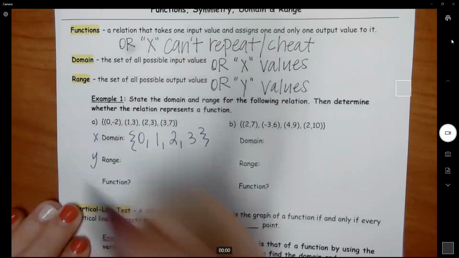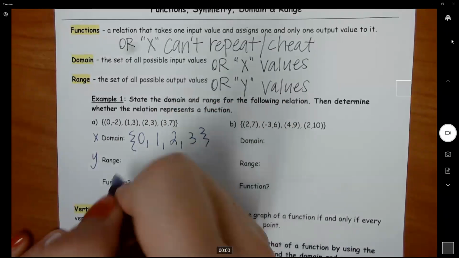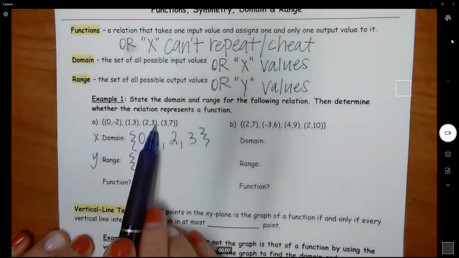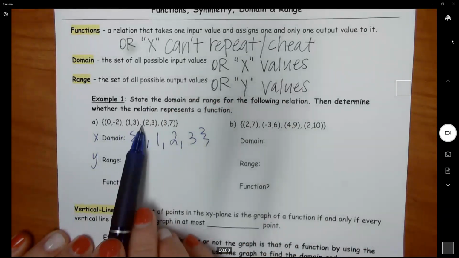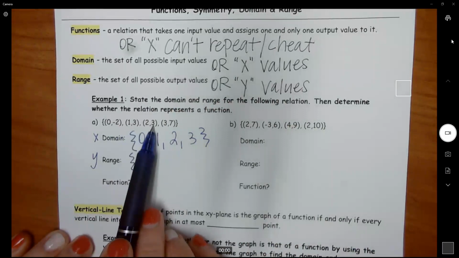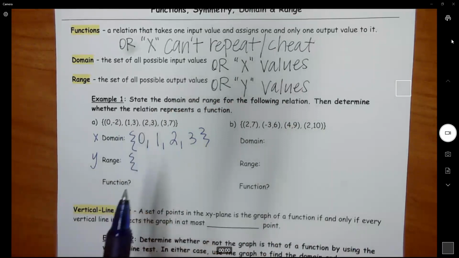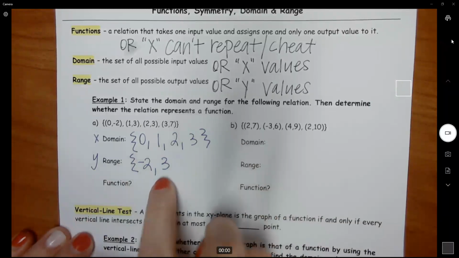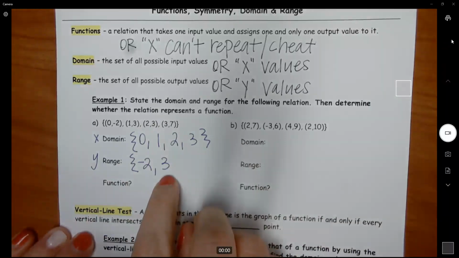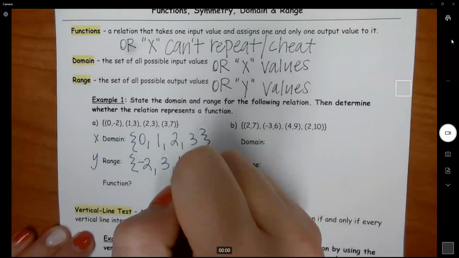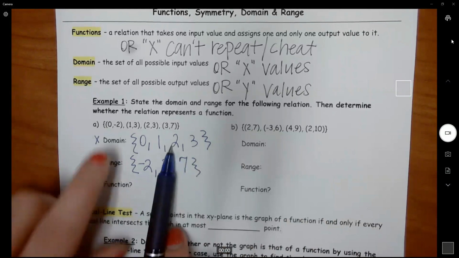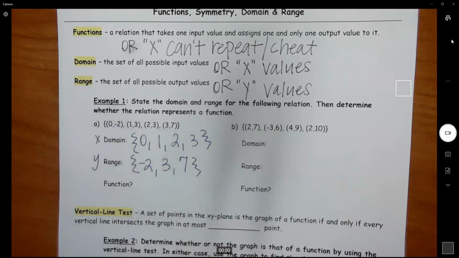Our range then is all of our Y coordinates. So we've got -2, 3. I have 2 3s right here. Okay, I don't care about that. I'm only going to write 3 once, because once I write -2 and 3, well, now 3 is already in my solution set, so I don't need to rewrite it. And then 7. So this one only has 3 numbers because 3 repeated.